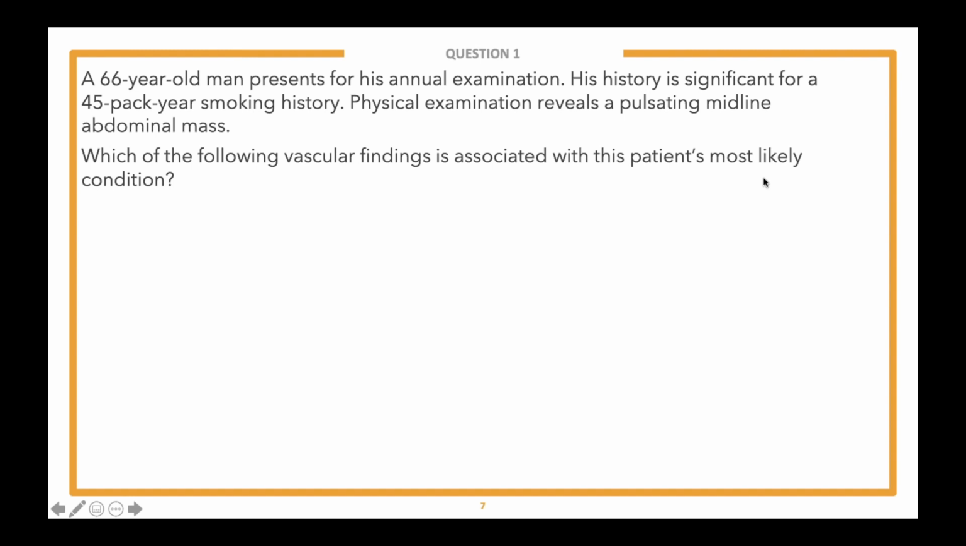The lead-in is the last sentence or the question itself. Which of the following vascular findings is associated with this patient's most likely condition?